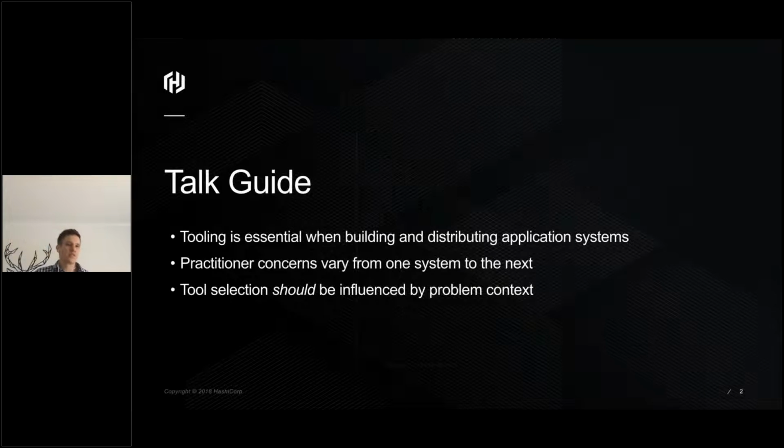The reality is that tooling is essential when building and distributing application systems. We know this. Practitioner concerns typically vary from one system to the next. So the project may change, the context may change. And so we all know that tool selection is really important and typically influenced by the problem context. What I want to do with this talk track, and I may do more under the same type of principle, is to isolate the reasons you chose the tool in the first place, right? What are the concerns that draw you to a tool choice as opposed to conforming a problem to a tool? It's a different approach, almost backwards in a way, but I think it'll reveal itself more as we move forward.